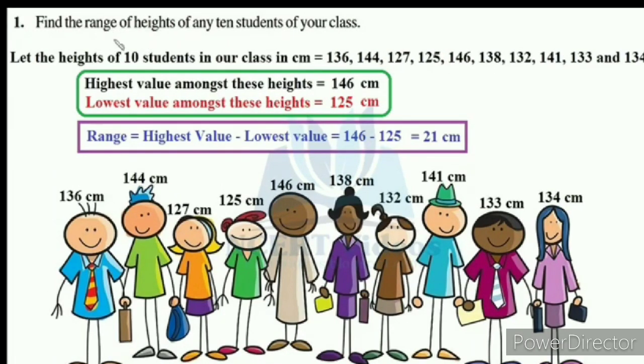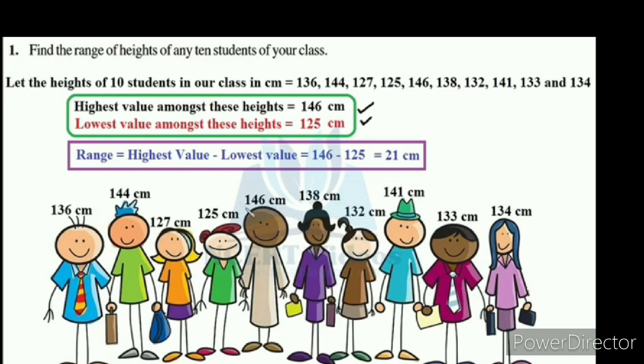To find the range, we need the highest value minus the lowest value. Next, we find the lowest value among these heights. 136 is not the lowest. 127, then 125 is the lowest value among these heights. Therefore, range equals highest value minus lowest value, that is 146 minus 125, which gives 21 centimeter. Copy down.